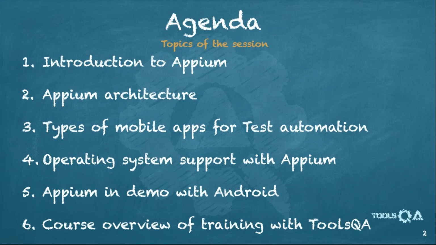And then the fifth topic that we will cover would be a small demo with an Android device. So we will try to show you a demo where we connect an Android device and we fire a very simple test on the Android device. After that, we will talk about the course overview which we have on Appium in ToolsQA. So you can just take a look at what we teach at ToolsQA about Appium and what are the topics that we cover.